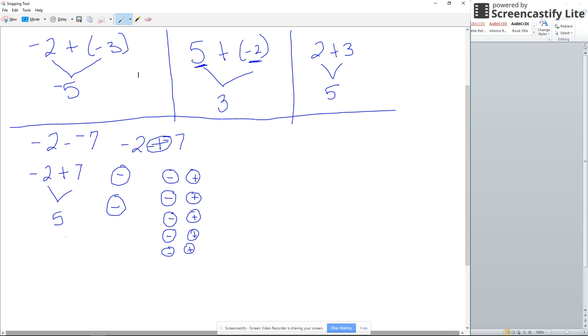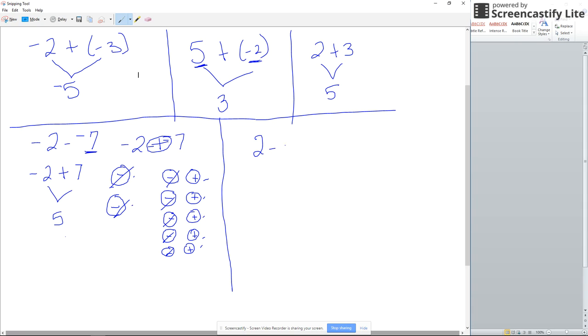So here I have my negatives that I started out with. So here's a negative, here's a negative. And then I added 5 0 pairs. So now I'm going to take 7 negatives away. Take that negative, that one, that one, that one, that one, that one. I'm left with 1, 2, 3, 4, 5 positives. Okay? All right, let's look at another subtraction problem.